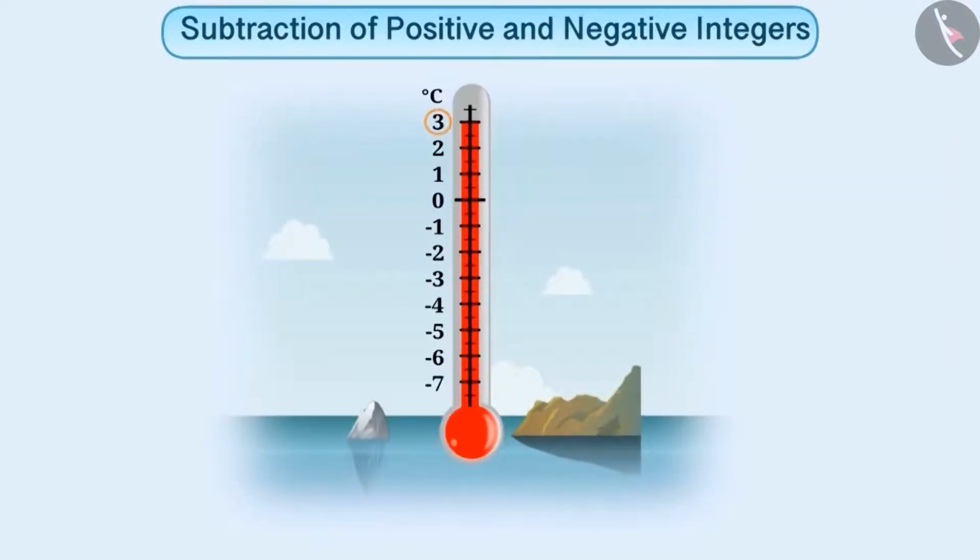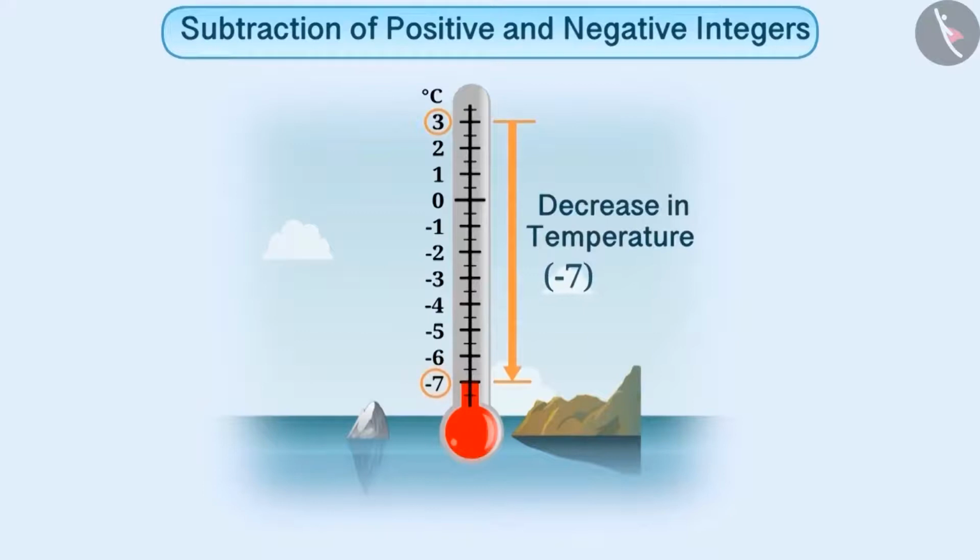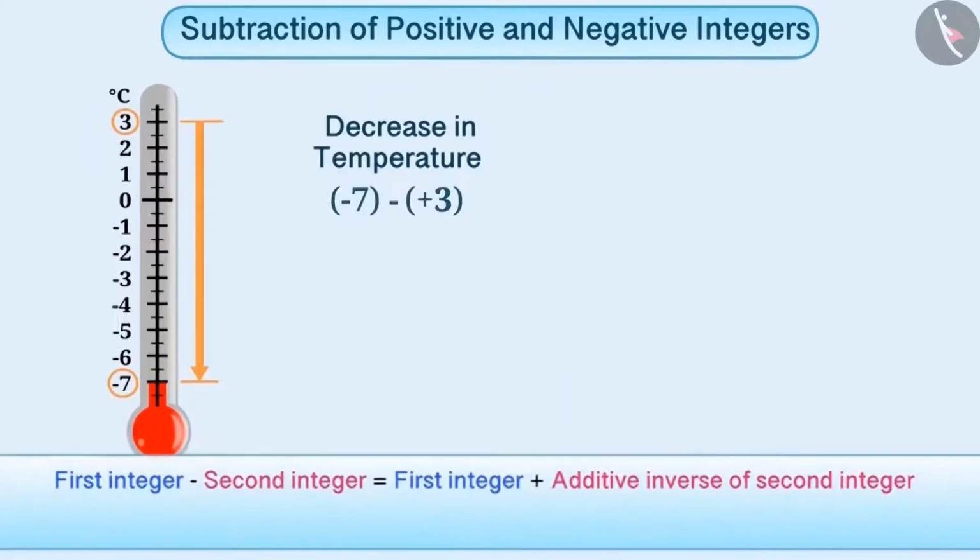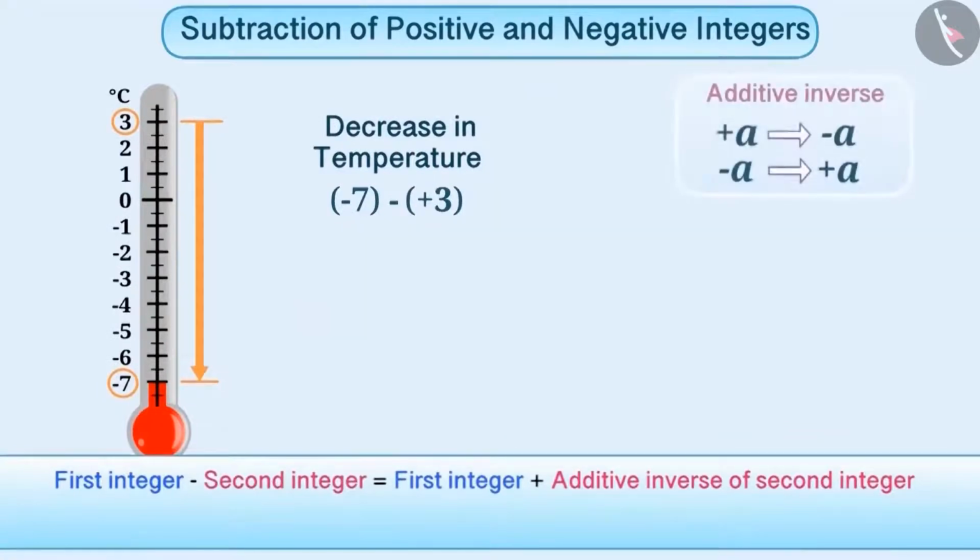Suppose the temperature at a place is 3 degrees centigrade. If it decreases and reaches -7 degrees centigrade, then the decrease in temperature can be found by subtracting +3 from -7. Even in this case, we will find the additive inverse of the integer that is being subtracted, that is, -3. Then we will add this to -7.